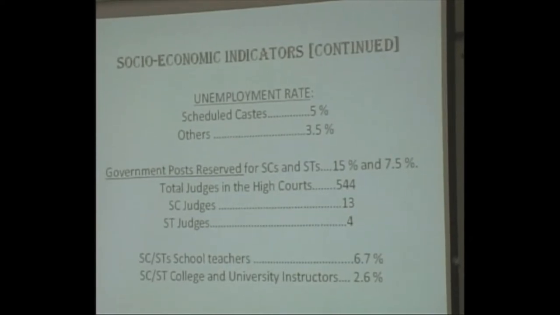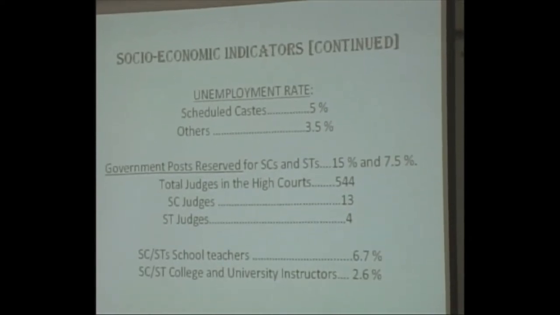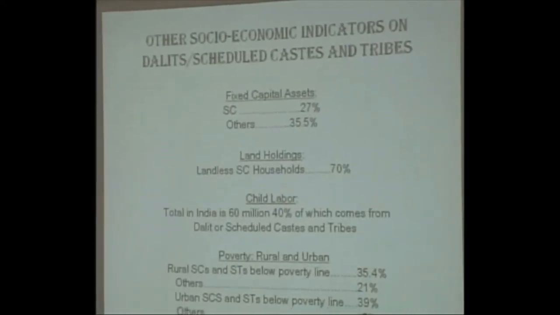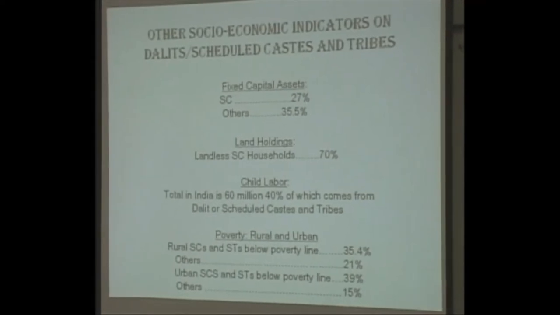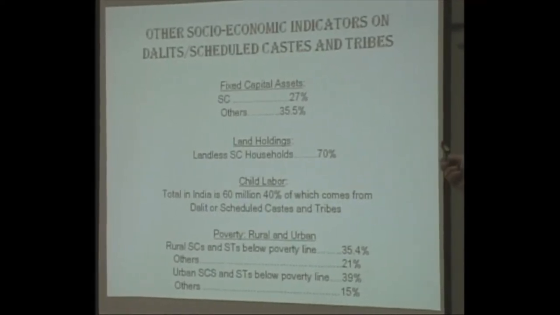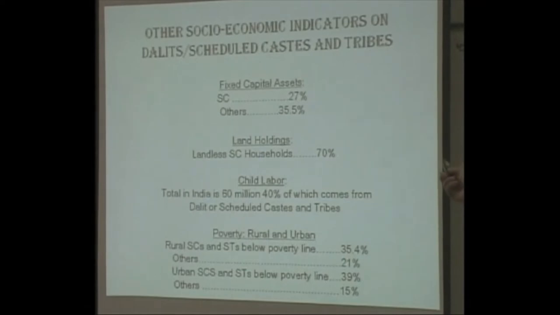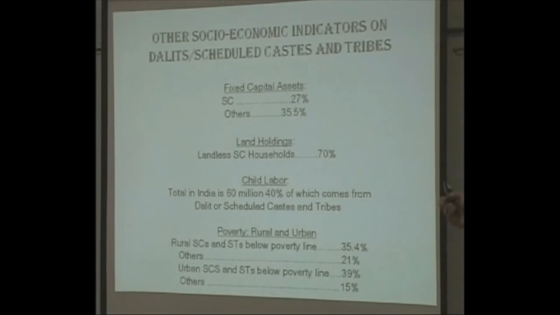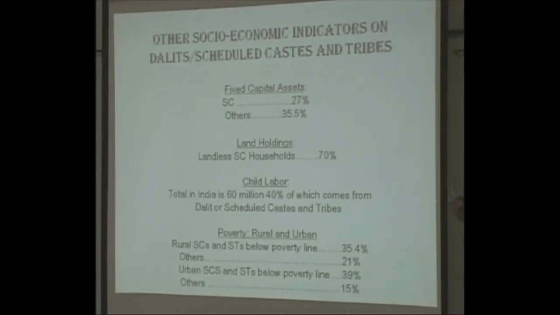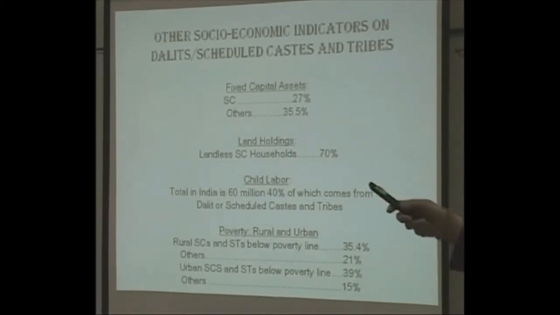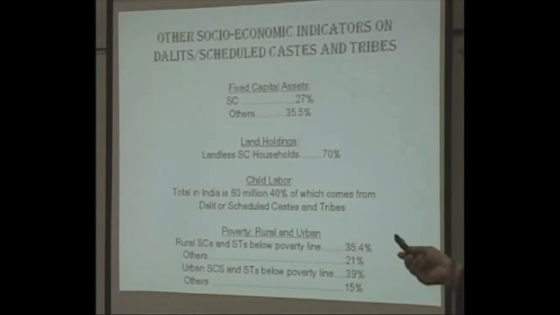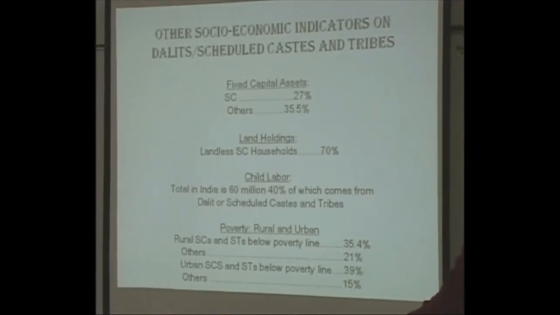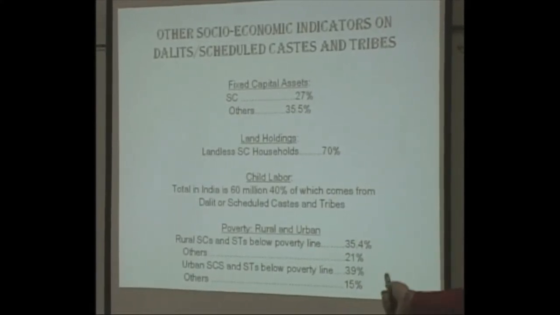The scheduled tribe judges, only 4. School teachers, 6.7, and university instructors, 2.6. Then other socioeconomic indicators on these people, the fixed capital is set at 27%, others are at 35%. Land holdings, landless households 70%, child labor is very prominent in India. Now total in India 60 million, 40% comes from this group. So you see the exploitation level over here.